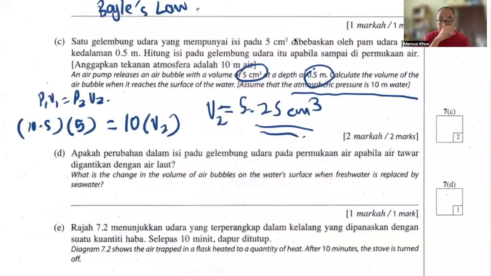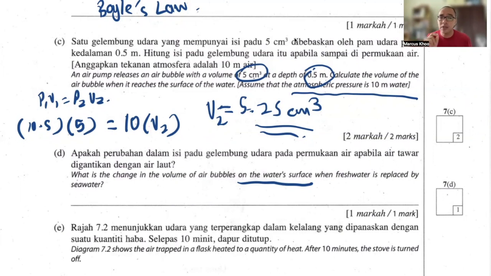Okay, which will give you the answer. So what is the change in the volume of air bubbles on the water surface when fresh water is replaced by seawater? The interesting thing is this: the question is, what is changed in the volume of the air bubbles on the water surface? In the question before, we just talked about how liquid pressure is affected by the density. So when people look at this question, they'll think, oh, freshwater, seawater, which is more dense? Seawater is more dense, correct.